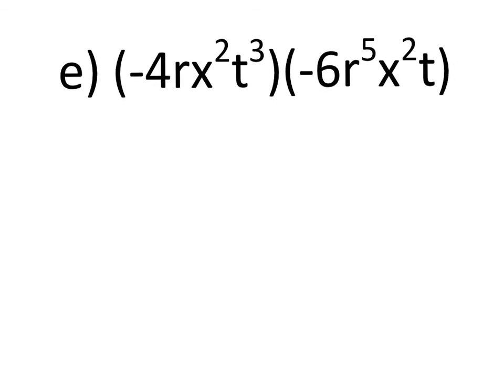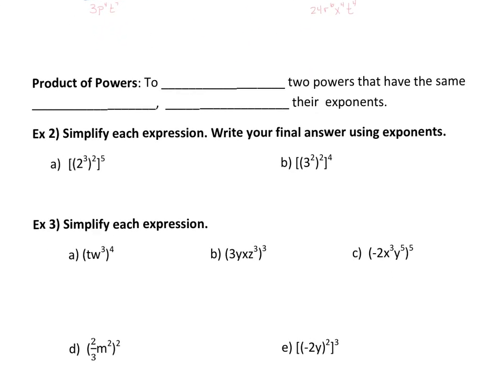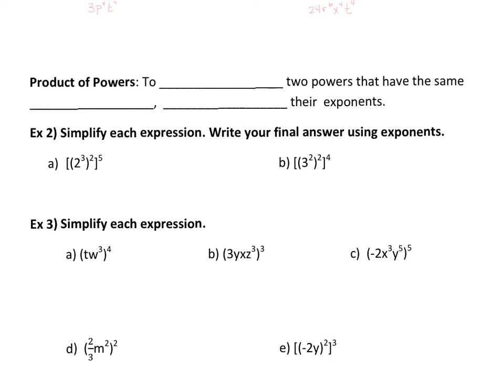Again, multiply those front numbers. So -4 times -6 is 24. Add the exponents. So r to the first, r to the fifth, has 6 r's. X squared is 4 x's. And t to the third and a t to the first is t to the fourth. And that will be your answer. Okay, so the rule here is the product of powers. To multiply two powers that have the same base, so we're talking about the same letters, n and n or t and t, add their exponents.